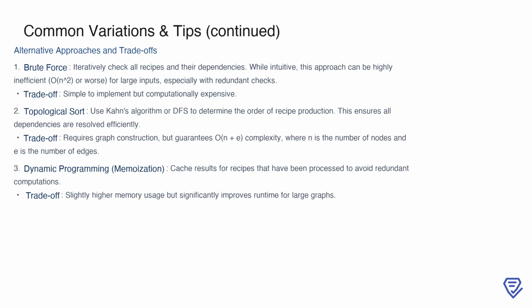This guarantees an optimal runtime of O(n plus E), where n is the number of nodes and E is the number of edges, though it does require careful graph construction. Another powerful approach is dynamic programming with memoization. By caching the results of recipes that have already been processed, you can avoid redundant computations and significantly improve runtime. However, this comes at the cost of slightly higher memory usage. Each approach has its trade-offs, so the best choice depends on the specific constraints and requirements of the problem at hand.